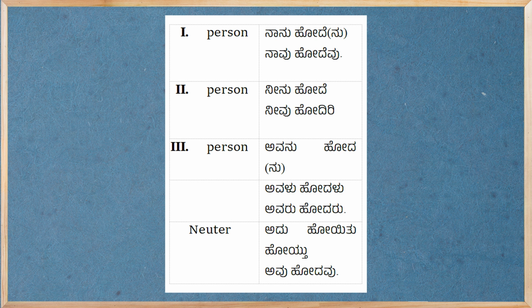Navu hodevu. Second person, Neenu hode, Neevu hodiri. Third person, Avanu hoda or Avanu hodanu. Avalu hodalu. Avaru hodaru. Neuter, adu hoitu. Avu hodavu. Third person neuter singular will take one of the two pronominal endings, namely tu or itu.